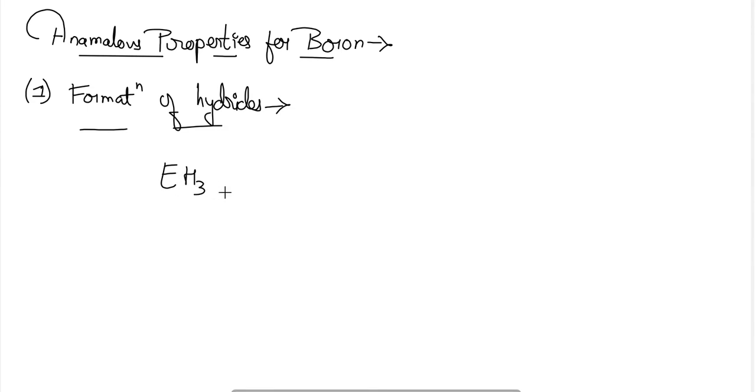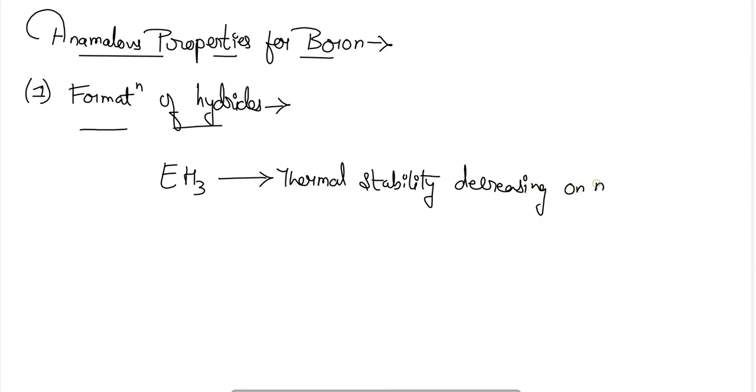The thermal stability of the hydrides formed by the group 13 elements decreases on moving down in the group. This means boron hydride is more stable in comparison to aluminium hydride, which is more stable than gallium hydride, which is more stable than indium hydride.